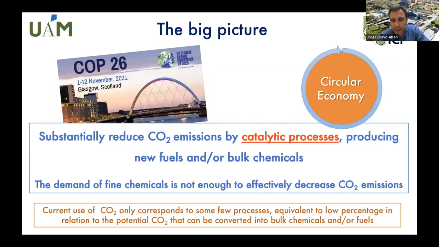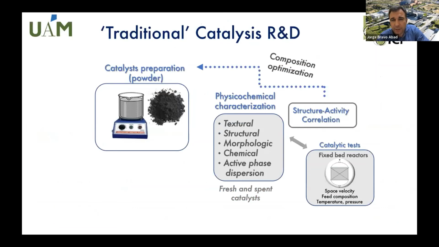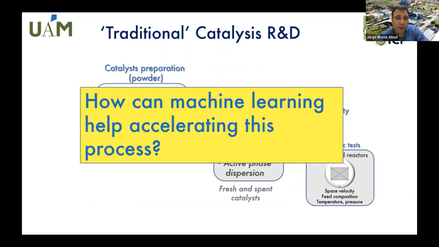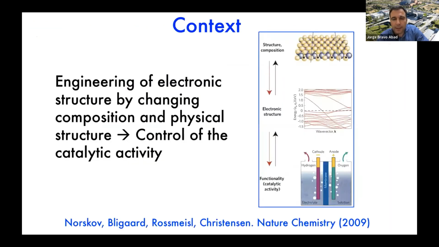Okay, so the question here is that the traditional processes in catalysis R&D are really trial and error processes, in the sense that if you need to develop a new catalytic material, it can take several years in the most successful scenario. So the question is how we can use our knowledge in machine learning for scientific problems to accelerate this process. And the question comes actually by thinking a little bit about the context of this field, right?